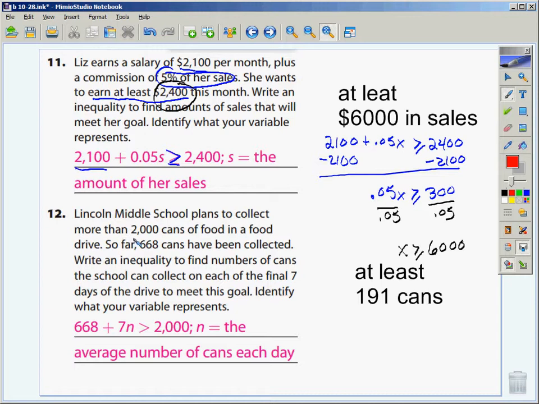Number 12. Number 12. 2,000 cans is a total.